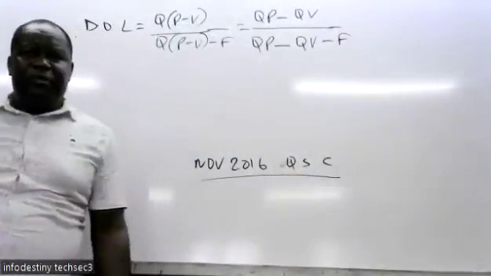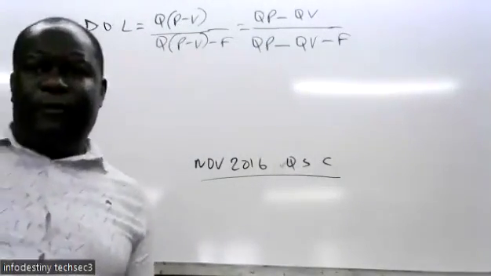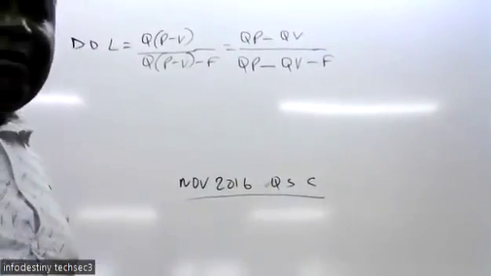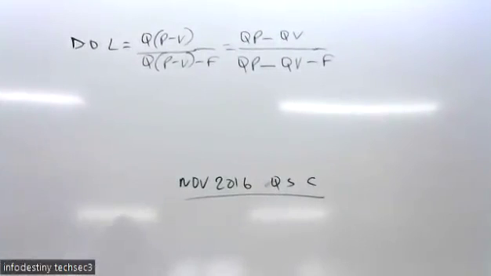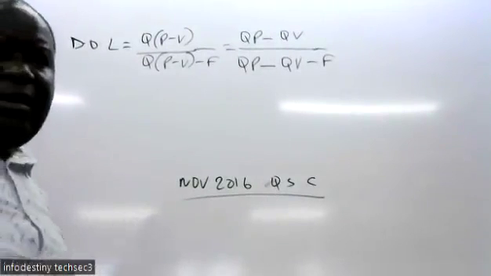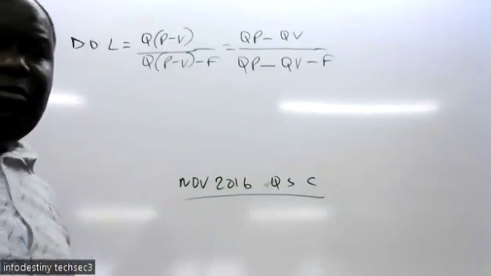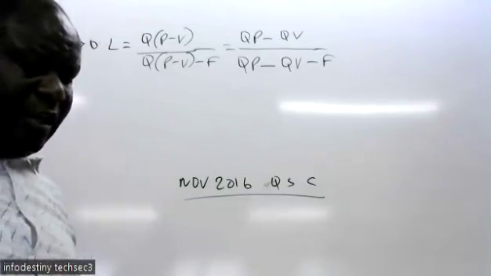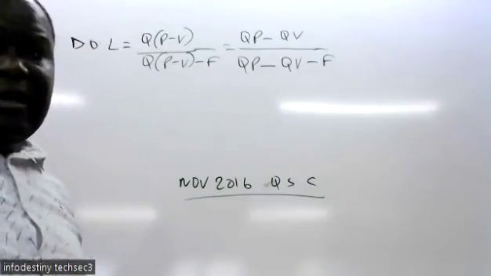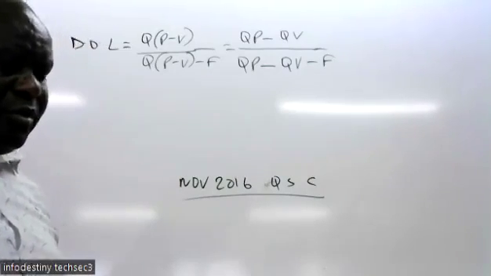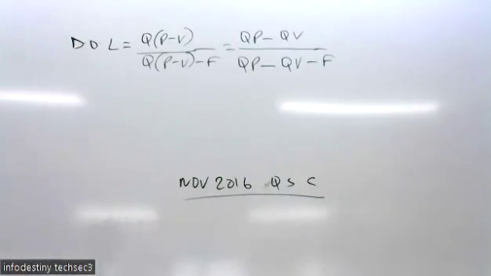So what I'm trying to show you from that question is that QP is the sales. QP is the same as the sales. Then QB is the variable cost. So when you look at that question, they gave you the income statement. When you take the sales minus the variable cost, you come up with the contribution.